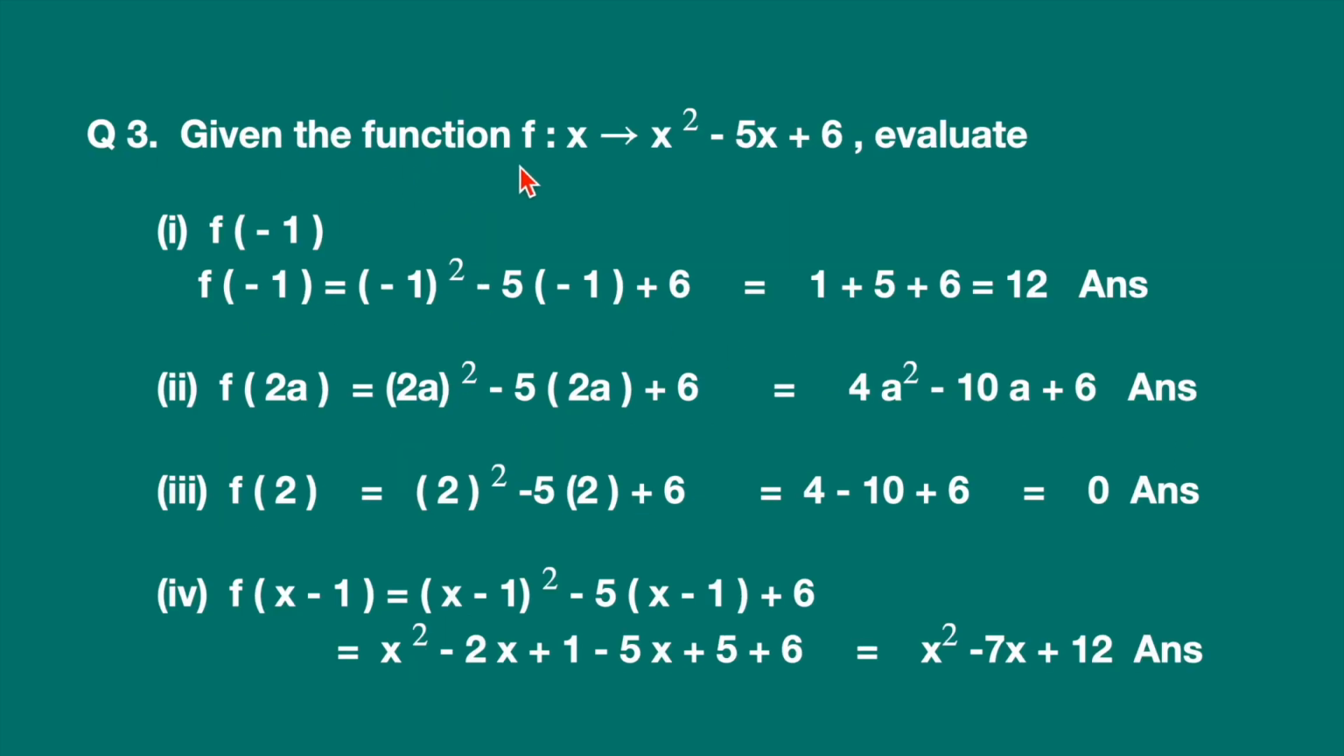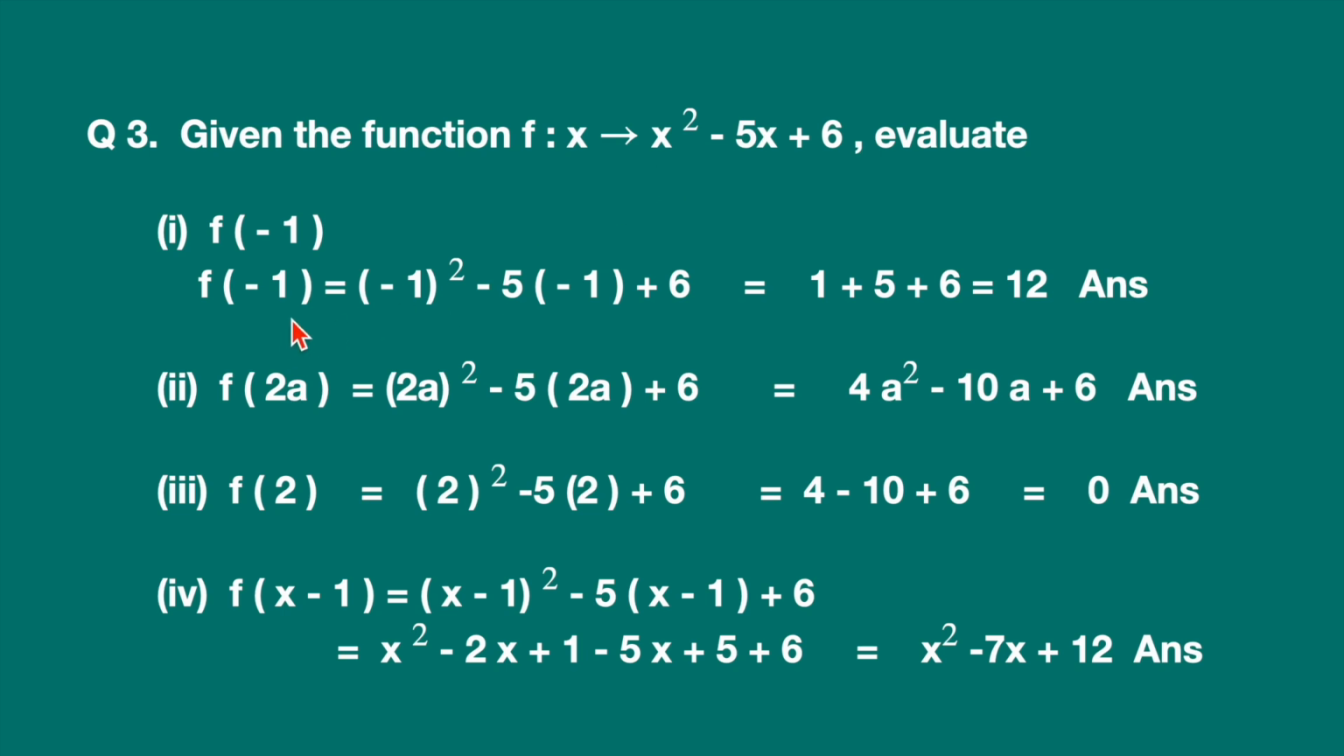Question 3. Given the function f from x to x square minus 5x plus 6, evaluate. Okay, so we have to find this value, f at minus 1. This is very easy. The value of f at minus 1 is, you have to take this expression and put minus 1 in place of x.